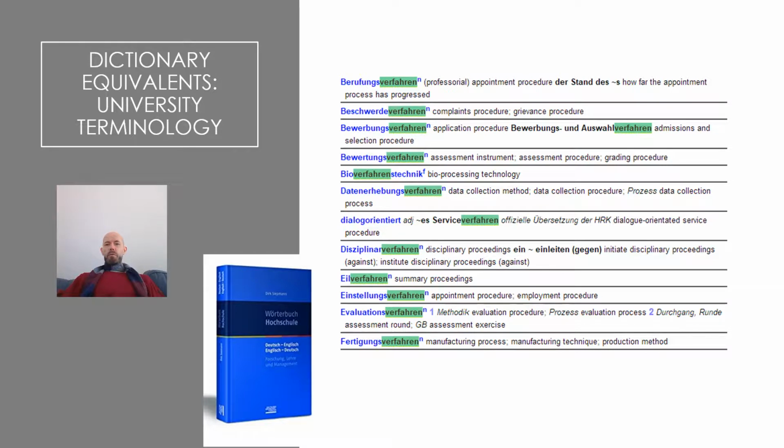Now, what we've just found for general language dictionaries is confirmed by more specialist dictionaries. I've chosen my own here, the Wörterbuch Hochschule, and again, I've looked at nouns containing Verfahren, and we find the same sort of equivalence relation. The dictionary maker would obviously record these compound equivalents preferentially. So we have Berufungsverfahren, appointment procedure, Datenerhebungsverfahren, data collection method, and so on and so forth.